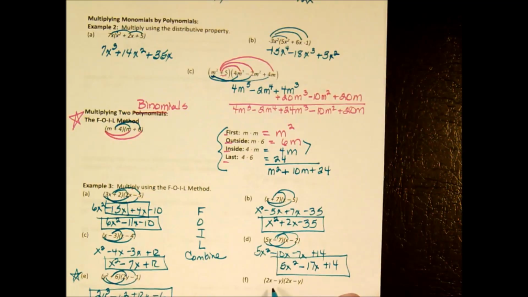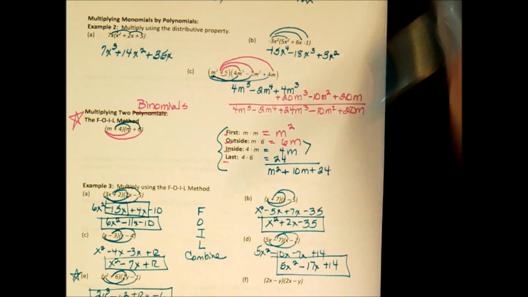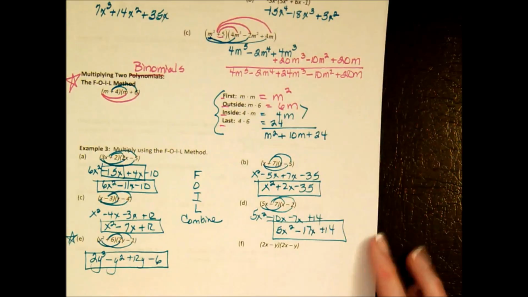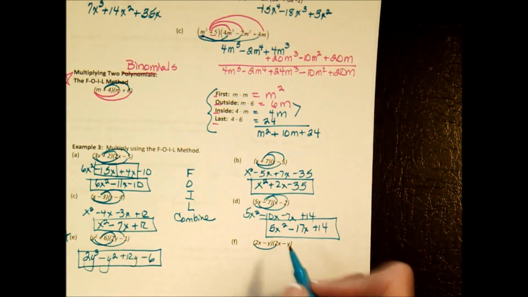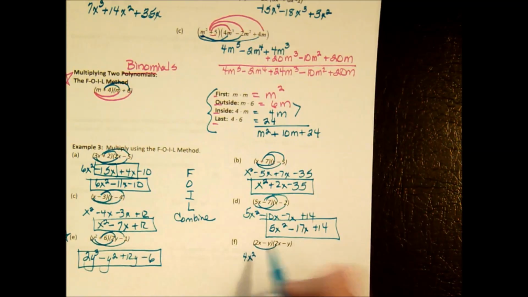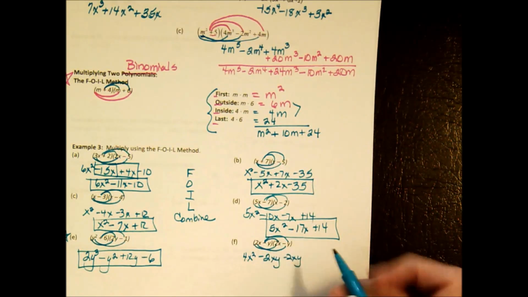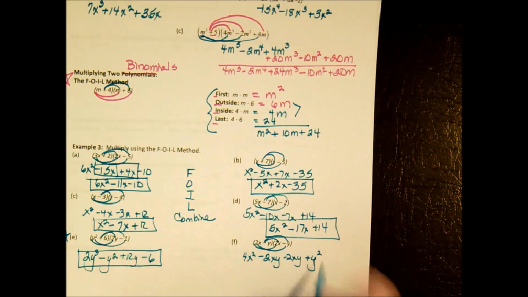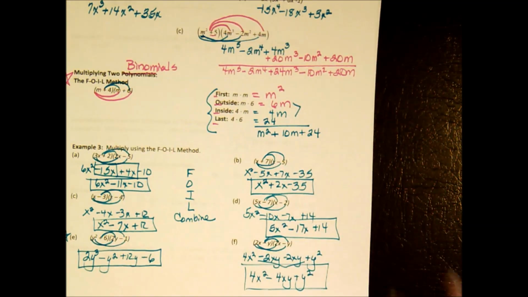Let's look at this one and see if you see a pattern where you are multiplying a binomial times itself. So we have first 2x times 2x, 4x squared. Outside, minus 2xy. Now inside, I know the y comes first, but since I'm just multiplying, I'm going to write it the same way as I did this one so I know that they match. And then negative y times negative y is positive y squared. Combining my 2 like terms gives me 4x squared minus 4xy plus y squared. So that was multiplying a binomial times itself.